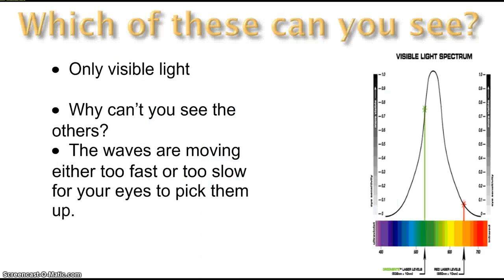Visible light waves are the only light waves that we can see, and we can only see them because the waves are moving at just the right pace. The other waves are moving either too fast or too slow for our eyes to pick up, much like frequencies that are too high or too low. Okay, same thing happening with light. These are the frequencies we can see.